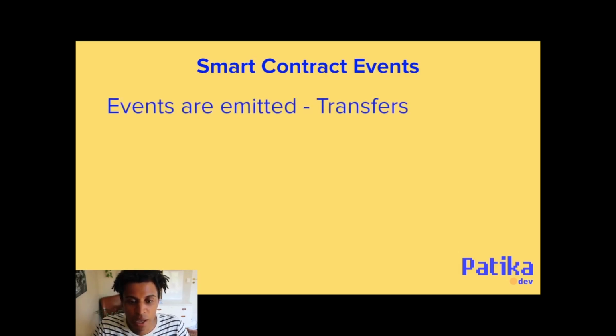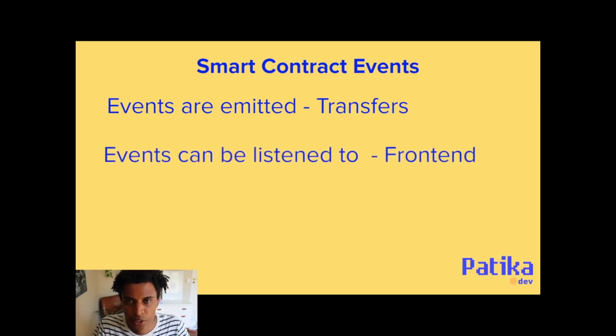Next is events. So smart contract events. Anytime something of importance actually happens, events are emitted, so basically publicly broadcasted. So let's say, for example, transfers. Anytime someone calls a contract to transfer some funds to another account or to, let's say, a lending pool, those events are emitted, and that's a transfer event.